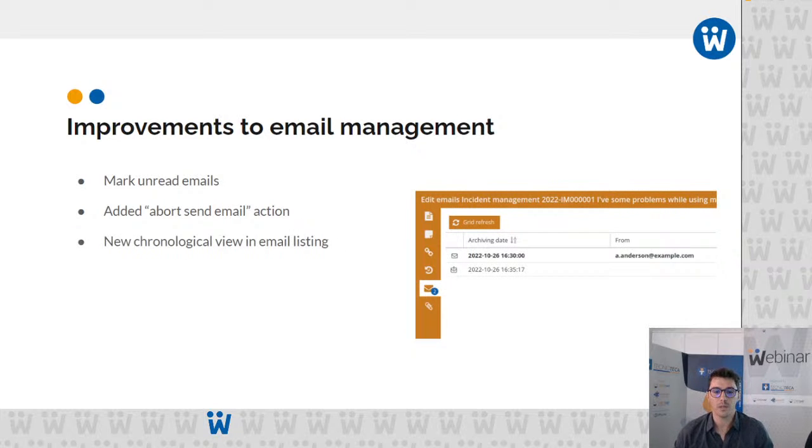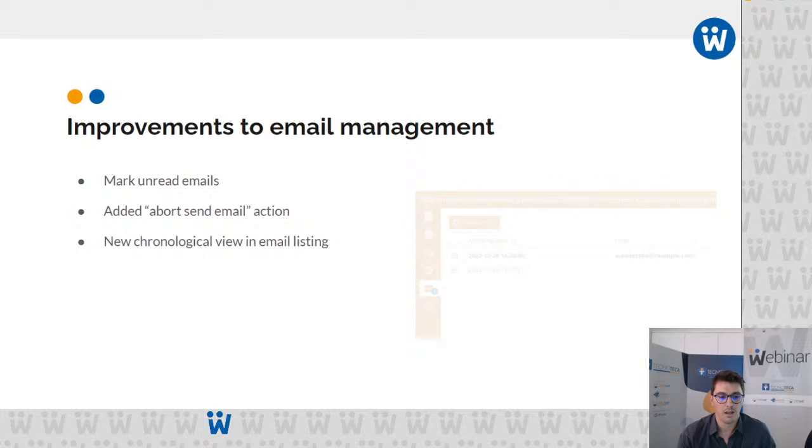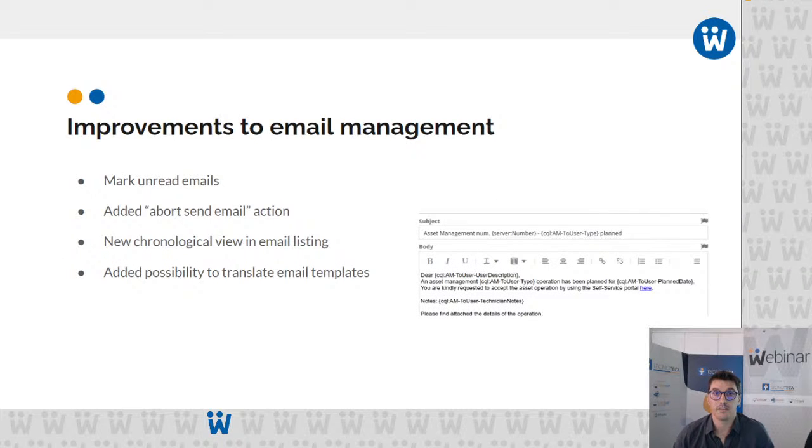We have also implemented a new chronological view in email listing. Users can choose if they want to show the emails grouped by status, with all the sent emails and all the received emails and so on, or if they want to show them in a chronological view. This is useful when there are a lot of emails.